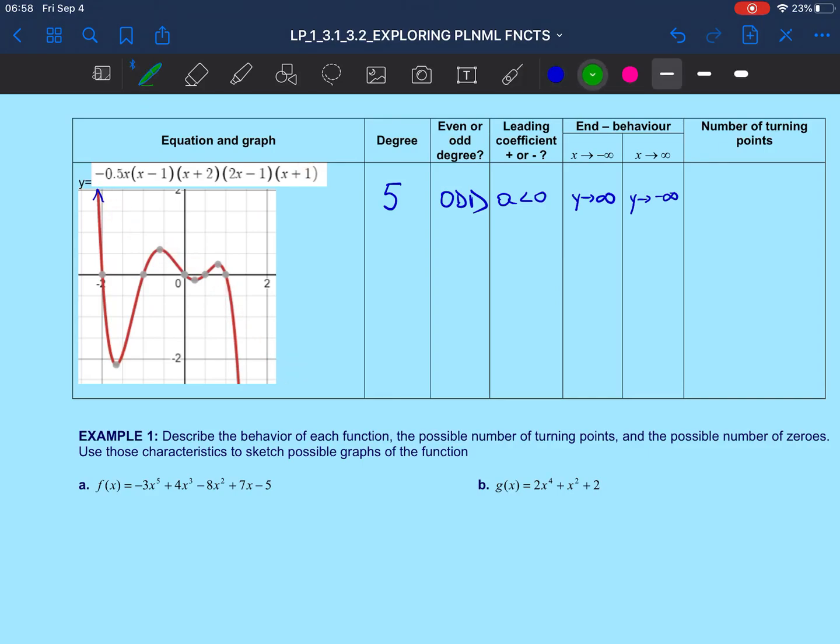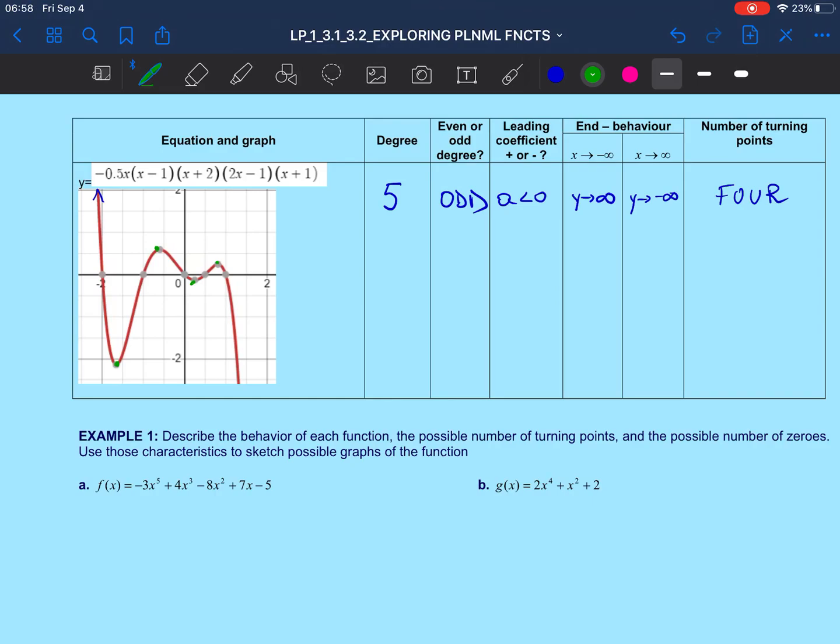Now, how many turning points are here? Let's mark them: 1, 2, 3, 4. So 4 turning points for a fifth degree function. Okay, so 1 less than the degree. That's the maximum number of turning points.